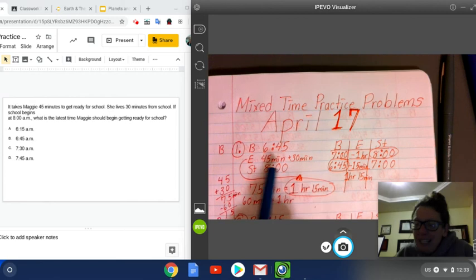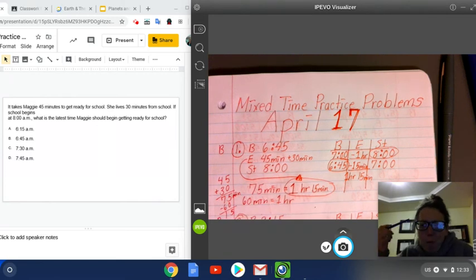Now, I put it here as my stopping time. Why? Let's think about it. Because it says that school begins at 8. And I'm trying to look and see what time she needs to get up really, because it's asking what is the latest time Maggie should begin getting ready for school. So what time would she have to get up if she's setting her alarm? That's what time I'm trying to figure out.